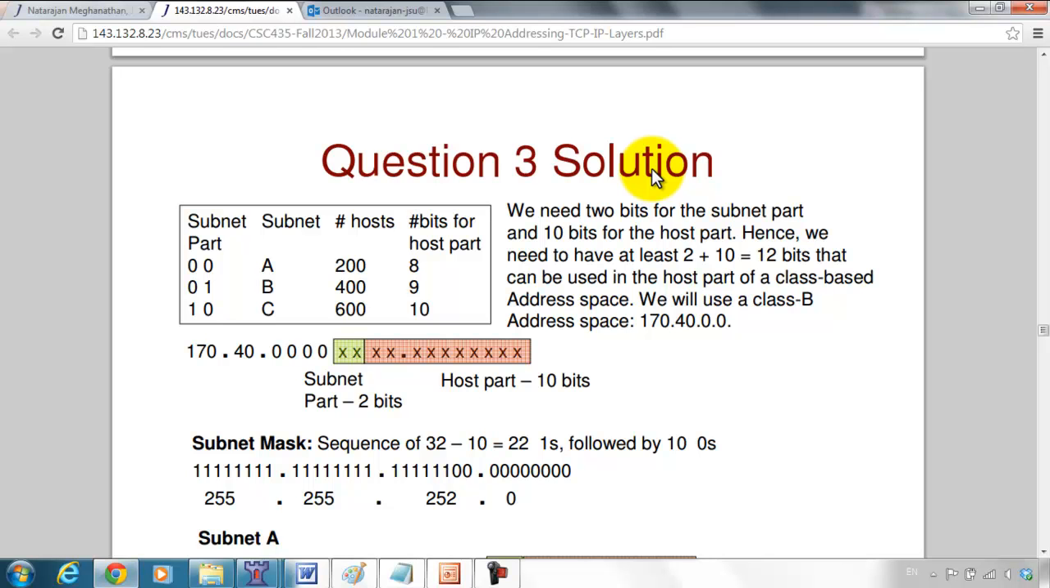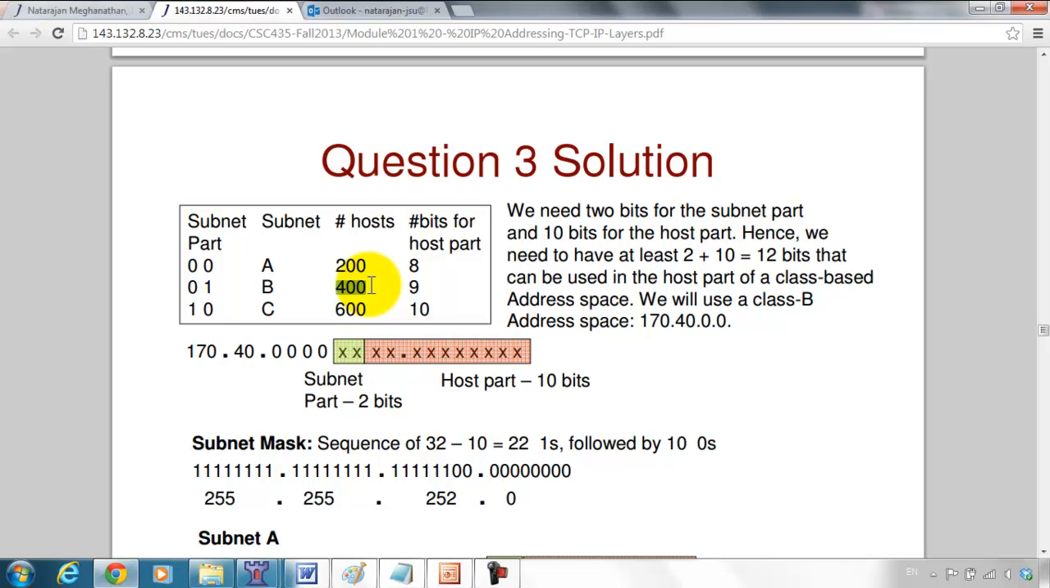With 200 hosts, we need 8 bits for the host part because 2 to the 8 minus 2 is 254 and 2 to the 7 minus 2 is 126. So we have to go for 8 bits for subnet A to support 200 hosts. For subnet B to support 400 hosts, we need 9 bits because 2 to the 9 minus 2 is 510 and 2 to the 8 minus 2 is 254. So we need 9 bits.